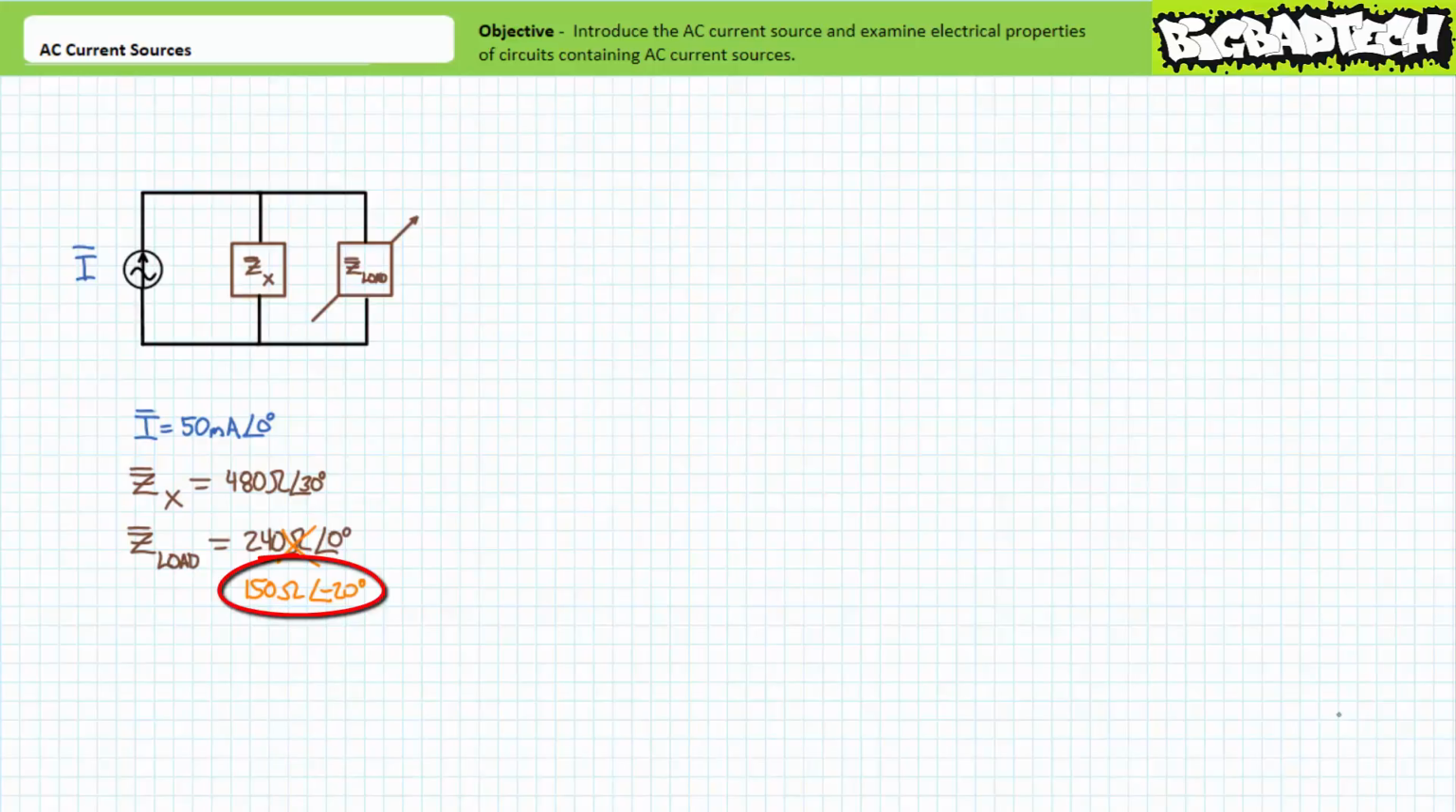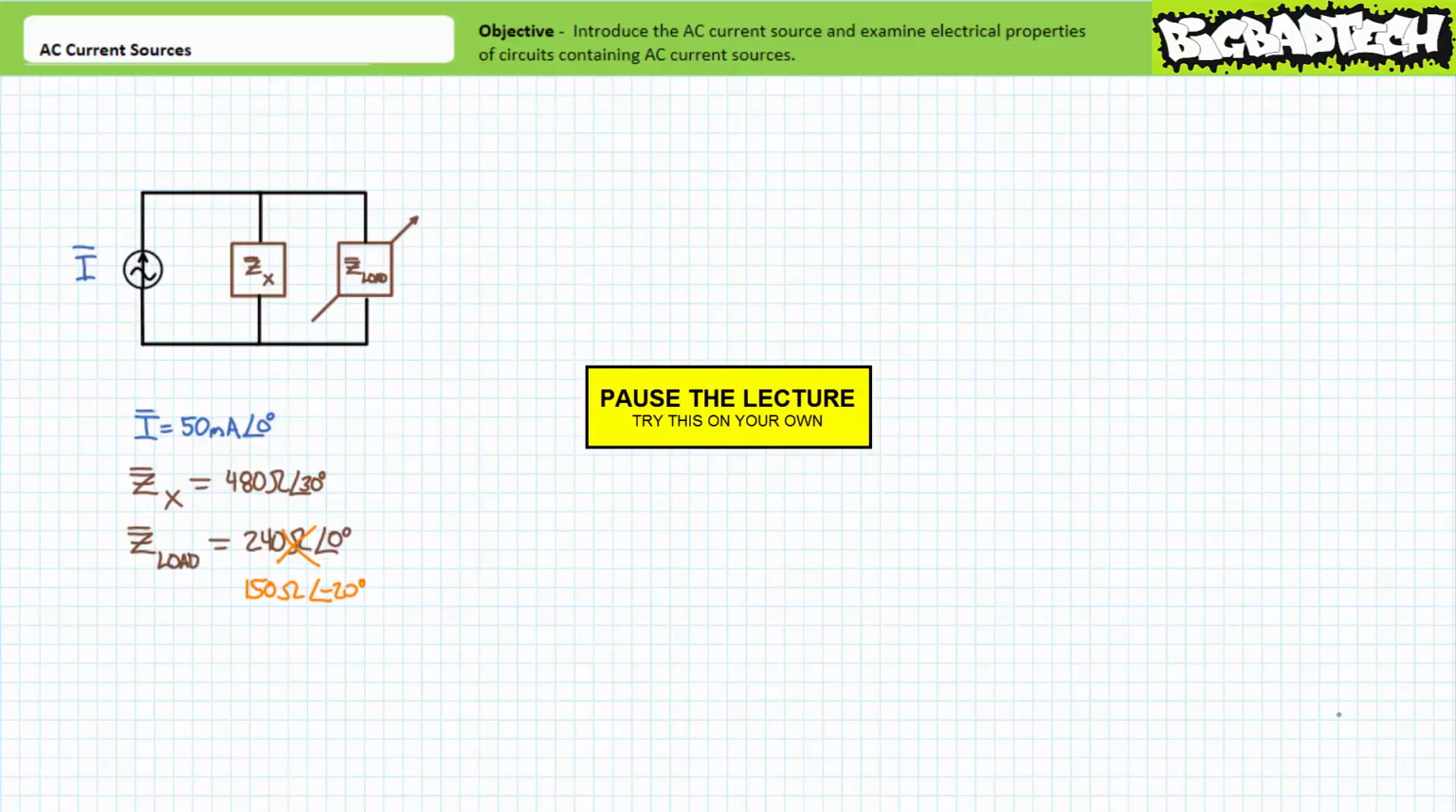Let's say we reduce our variable load impedance and shift its angle to 150 ohms at an angle of negative 20 degrees. By all means, pause the lecture and see if you can solve for current through the variable load impedance and the voltage across it on your own. If you're tracking, you should have obtained the following results.